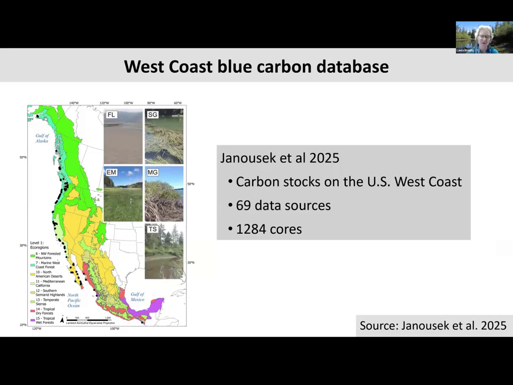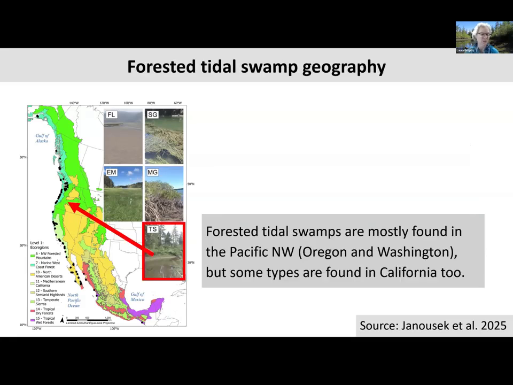He led the development of this amazing resource. It's a compilation of over 1,200 soil cores from 69 different research projects on the West Coast, ranging from Alaska to Mexico. And the paper compares soil carbon among these 5 habitat types that are shown here: the mudflats, seagrass beds, emergent marsh, mangroves, and tidal swamp. Tidal swamps are mostly found in the Pacific Northwest, but there are some types of tidal swamps in California as well.